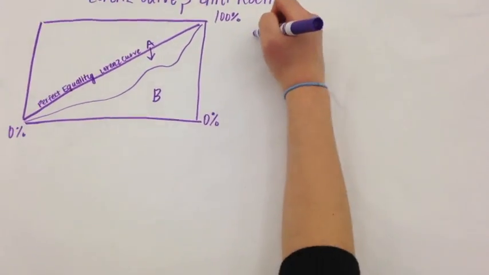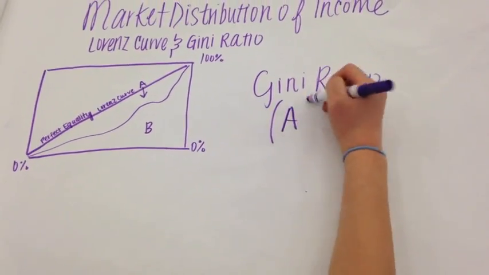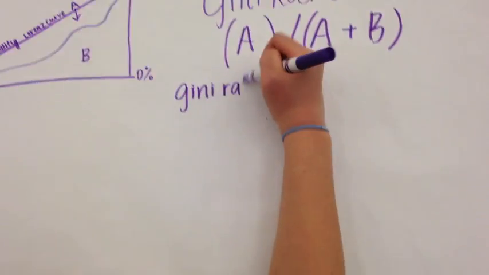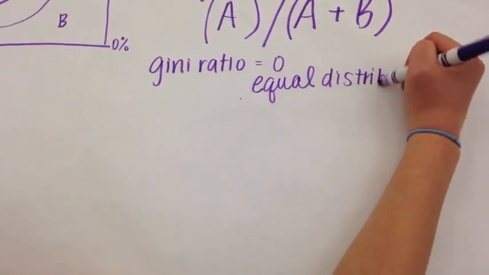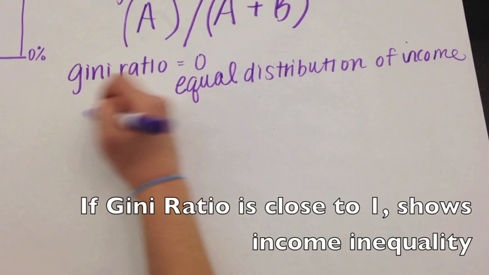So, as you can see, B, with the line that kind of dips inward like a banana, is what more realistically happens. The Gini ratio is what is used to calculate that area, which is A over A plus B. When the Gini ratio is equal to 0, you have a completely equal distribution of income, but if the Gini ratio is close to 1, it shows income inequality.